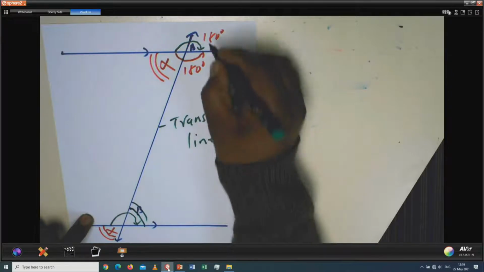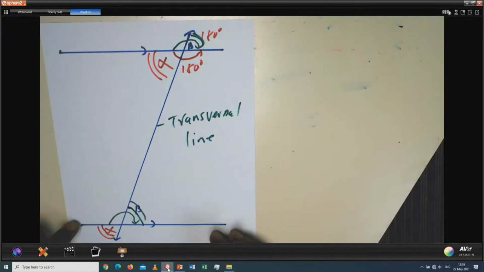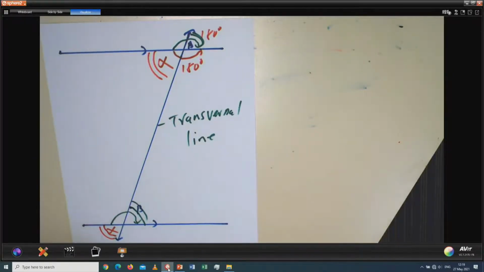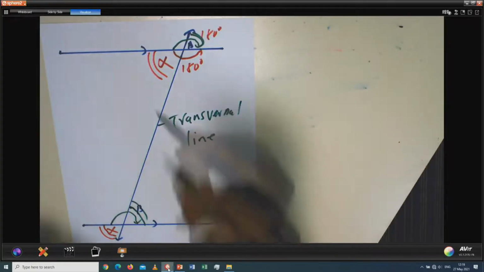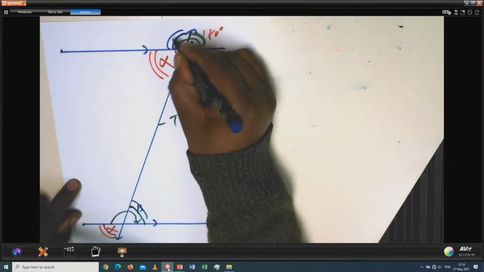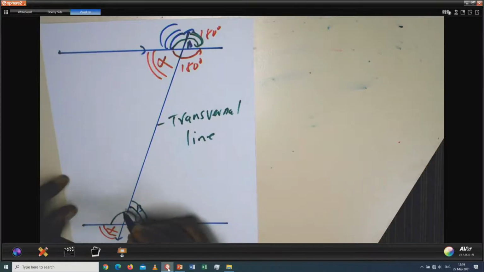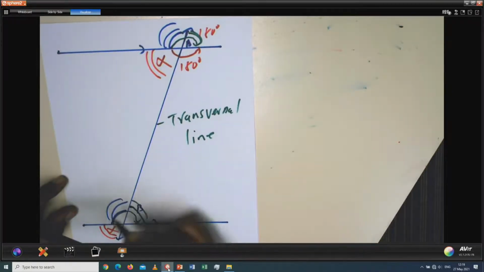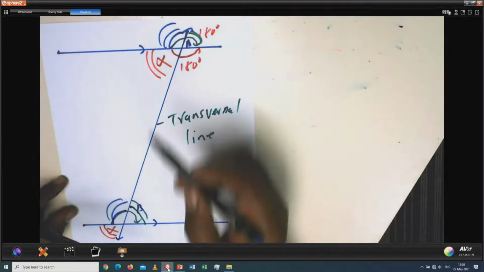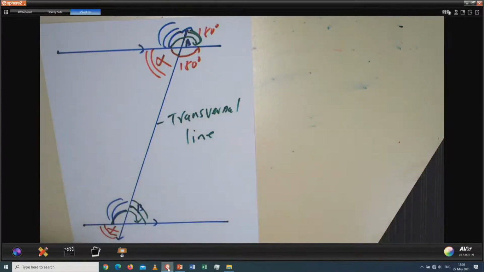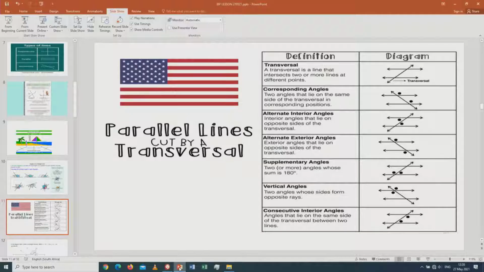Corresponding angles. Same. This one, look at the position, just above that line and on that side of a transversal. So I'll be explaining on the PowerPoint, and after here, maybe we need to do some exercises now. Let's do some exercises. But let's have a look at this. When we go on, we'll be dealing with each one of them.